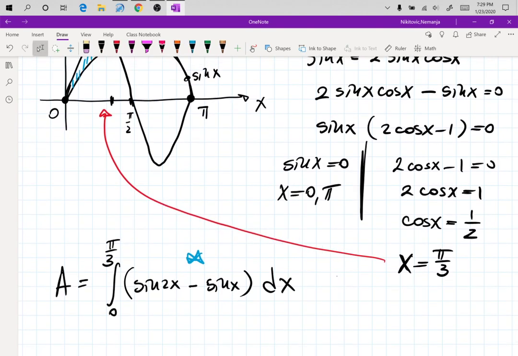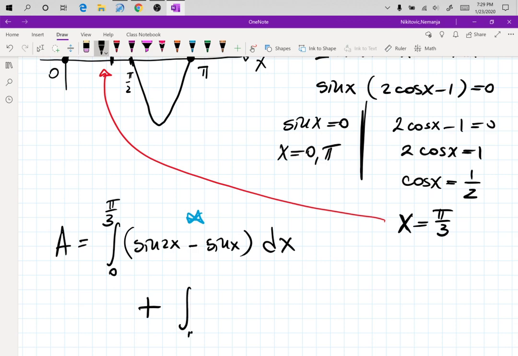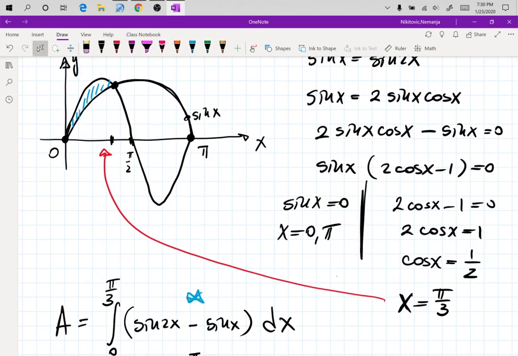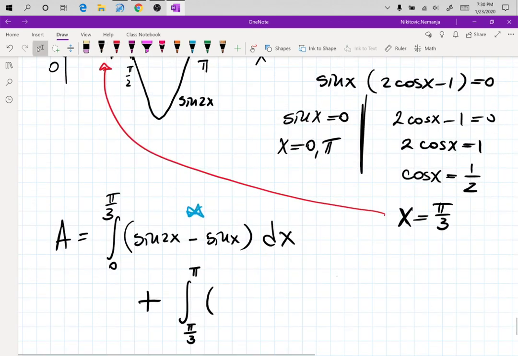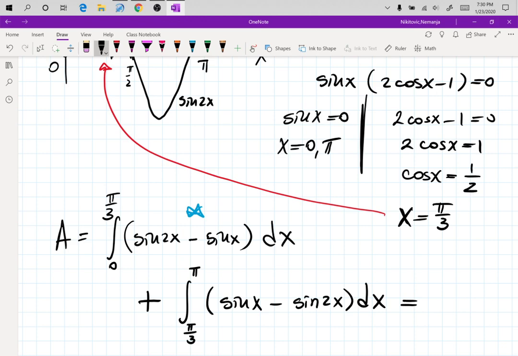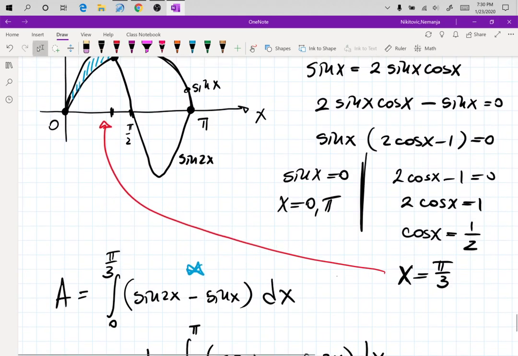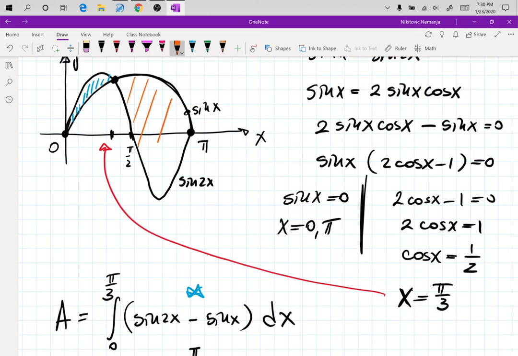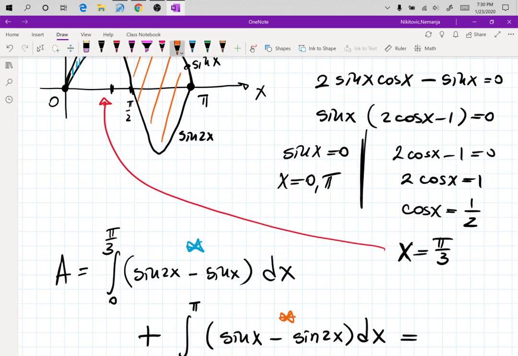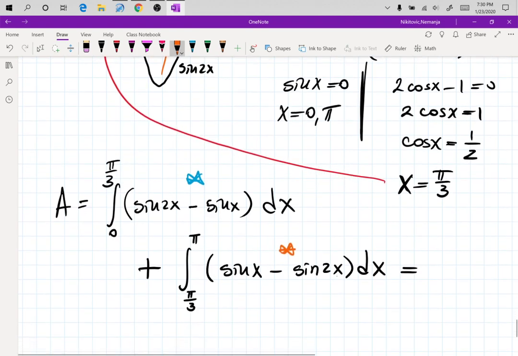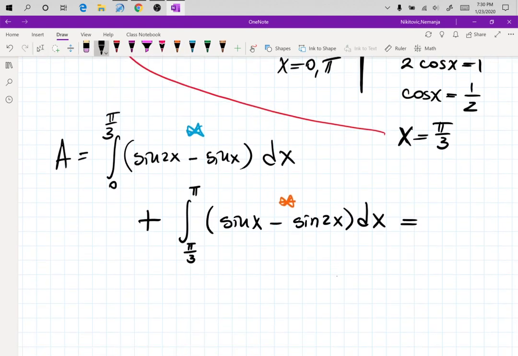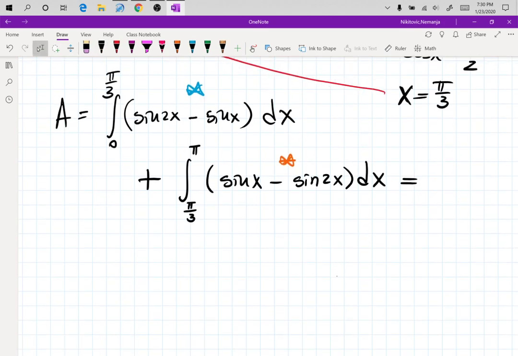Plus integral pi over 3 to pi, and now you see that sine x is on the top and sine 2x is on the bottom. So sine x is on the top, sine 2x is on the bottom. We can hit this with orange, and that gets the orange star as you review these lectures later. All we need to do now is integrate, stick some numbers in, and we're done.